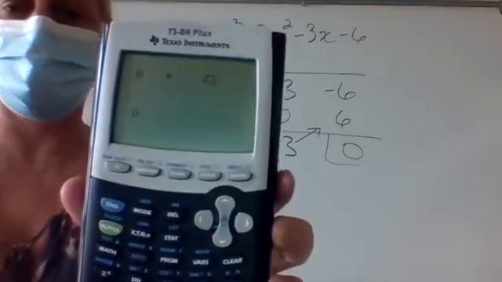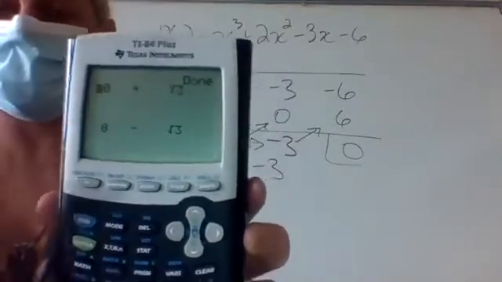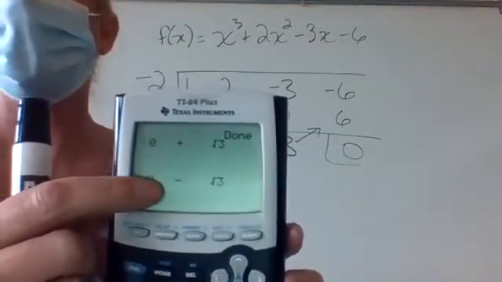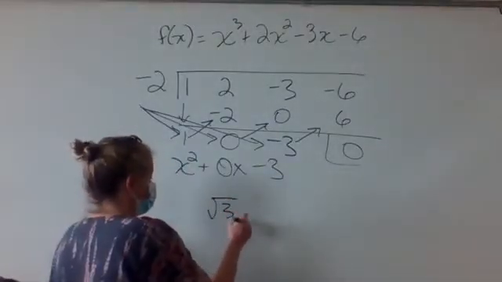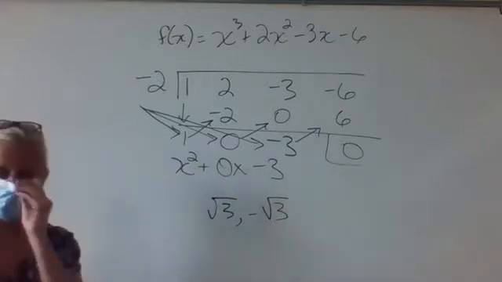Weird decimal, hit enter again. There are the other zeros. Since that's 0, you don't even need it, right? Positive square root of 3 and negative square root of 3 are your other zeros besides the negative 2.